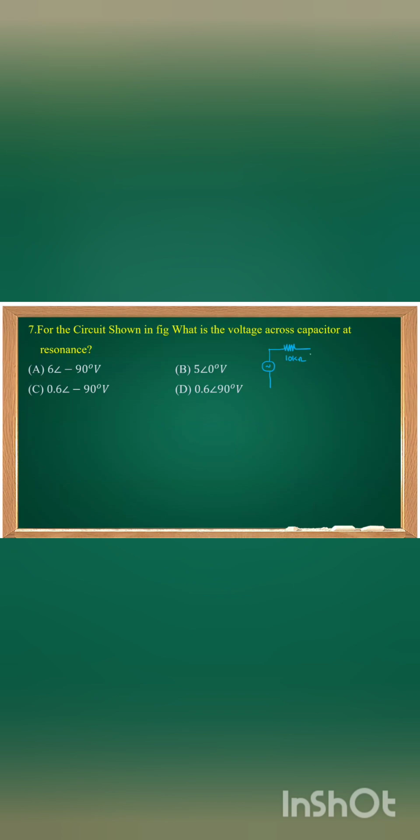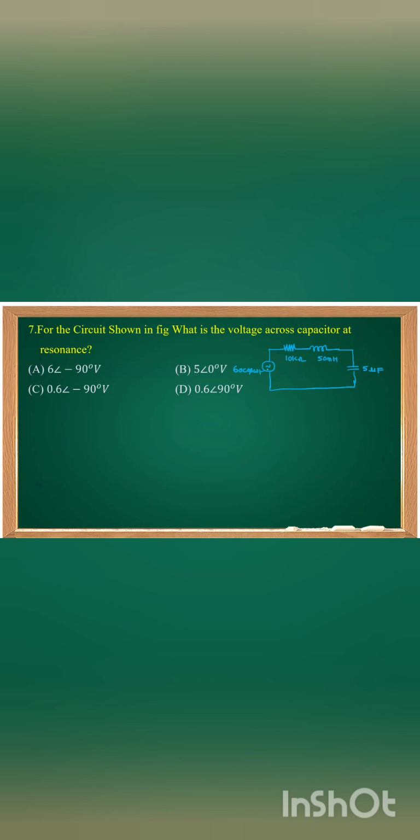And this is 50 millihenry. And the capacitance is 5 microfarad. The supply is given as 60 cos omega t. How to calculate the voltage across the capacitor at resonance conditions?